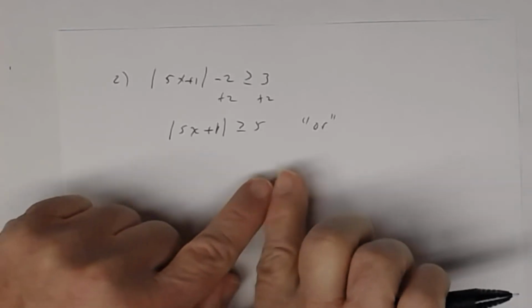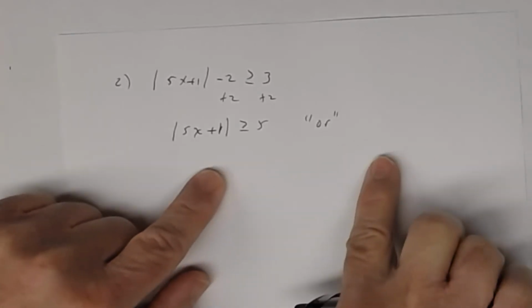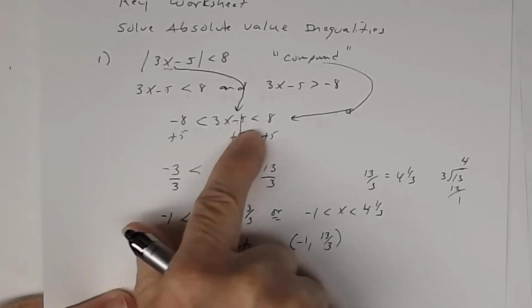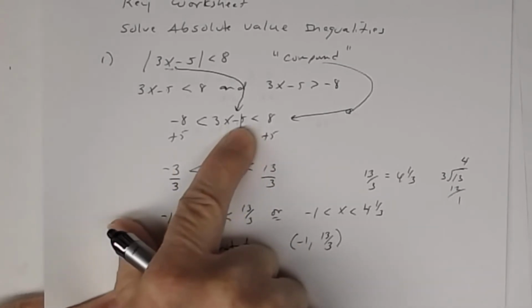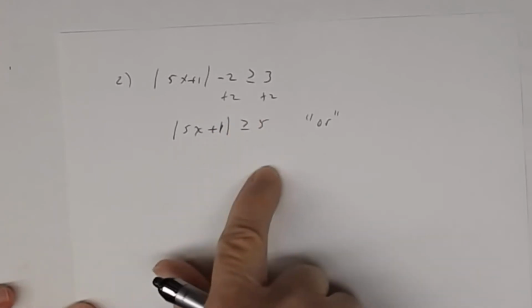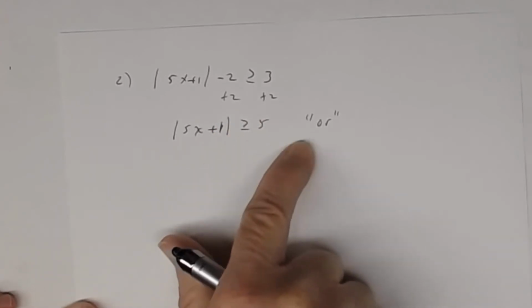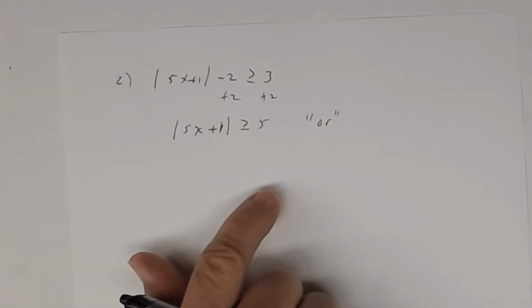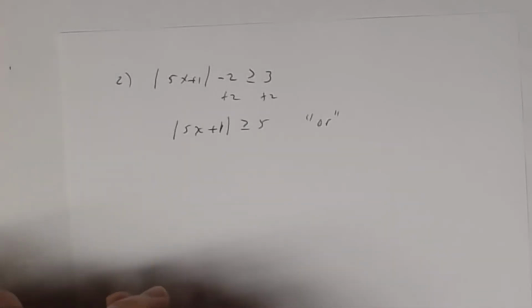So that or statement means we're actually going to write 2 statements. You cannot, I repeat, you cannot write this as a compound statement. If you do, it's mathematically incorrect. Do not make the mistake of writing this as a compound statement. You must write this as an or statement. You saw that when we talked about this in those lessons before you actually did this worksheet.